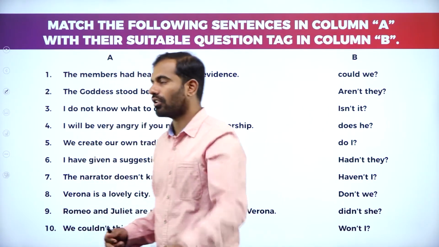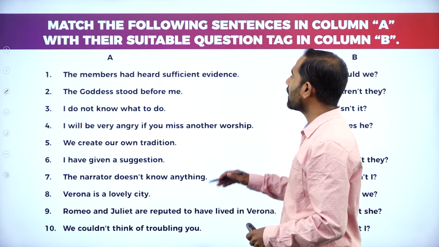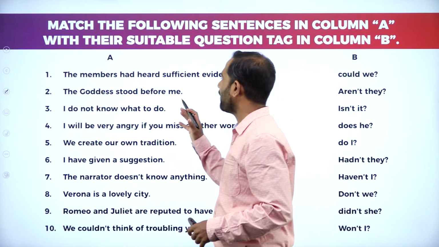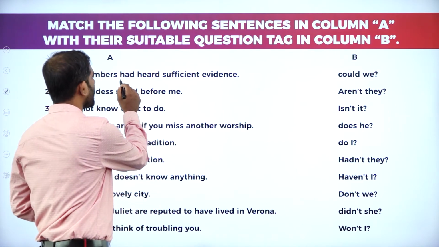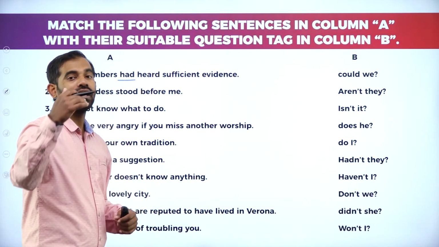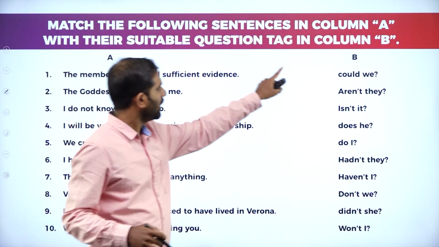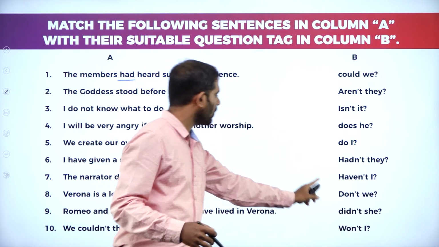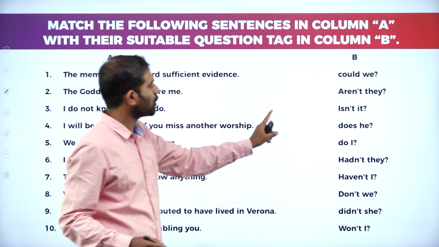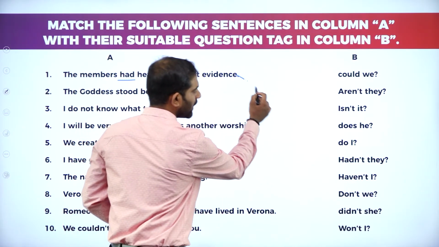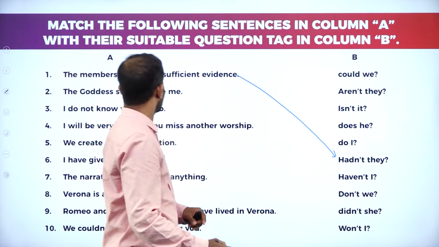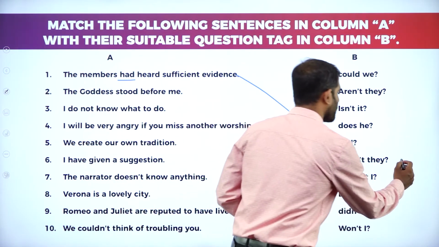Let's start solving match the following. The members had heard sufficient evidence. The members had heard, so it is positive. They had heard. Find out the question tag with had, which should be negative. Hadn't they? Let me just draw a line here. Hadn't they? Or we can even number them.